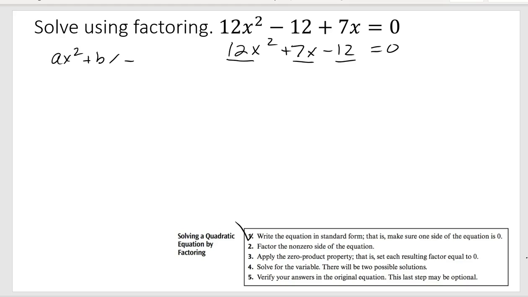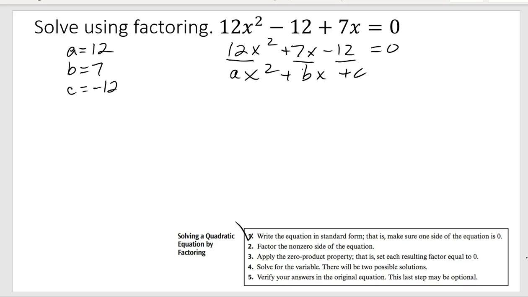So in order to do this method, I want to say what A, B, and C are. And we know that when I'm in standard form, A is the number in front of the x squared, and we need to make sure we take the sign with it. That's a positive 12. B is the number in front of the x. And C is the number by itself. And notice I take negative 12 because there's a minus in front of it.